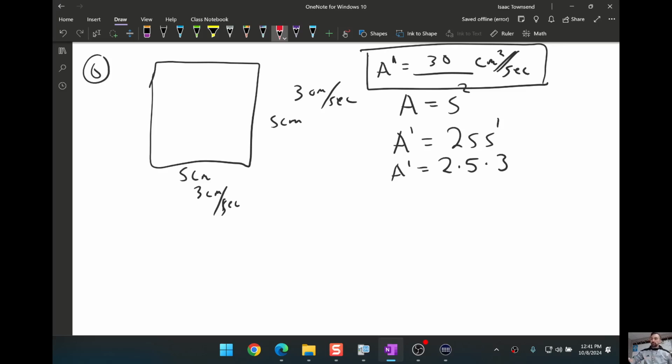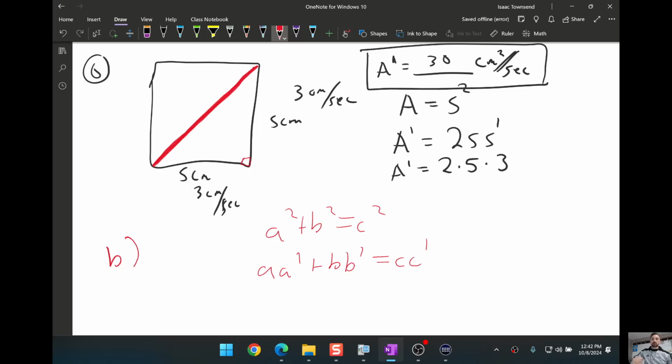Okay, part B. At what rate are the diagonals increasing? So this is a diagonal and this is a diagonal. They're the same length, so they're going to be increasing at the same rate. If I want to figure out something about this length, you need to realize you've got a right triangle. This is going to start off as Pythagorean theorem. After you take the derivative and divide everything by 2, it's going to look like that.